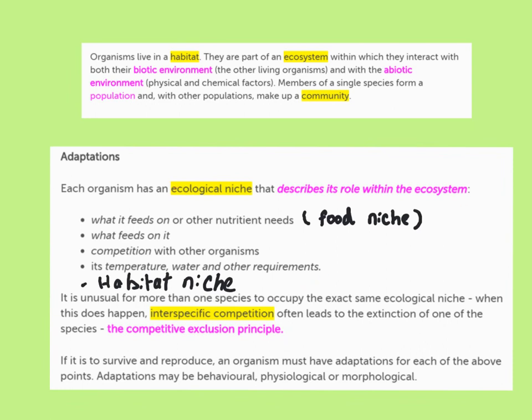If two species have only one ecological niche in their habitat, there will be interspecific competition, which might lead to extinction of one of the species. To survive and reproduce, the organism must have adaptations for each of the above points. Adaptation may be behavioral, physiological, or morphological.